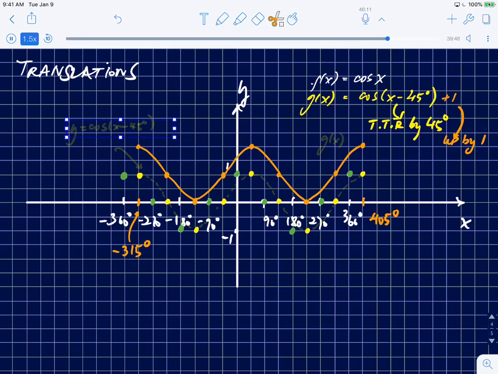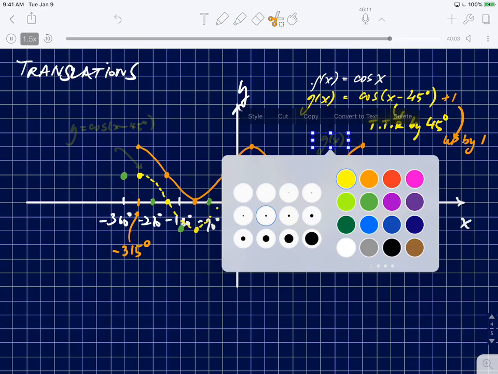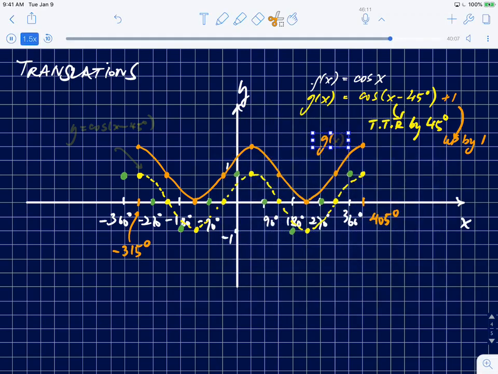And just for fun, we can draw the other ones. On tests, sometimes I do ask for all the stages, but make sure the other ones are in dotted lines so it doesn't overpower too much. Okay. So this is the g of x. And my yellow one is just after performing the horizontal, so it's just cosine of x minus 45 degrees.